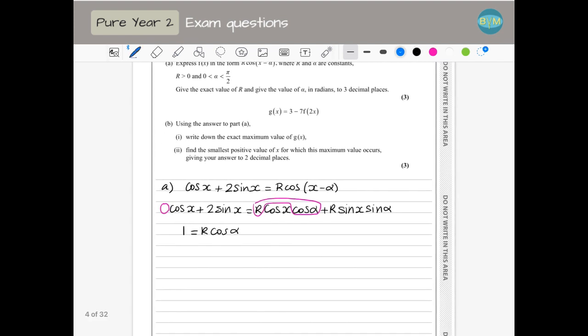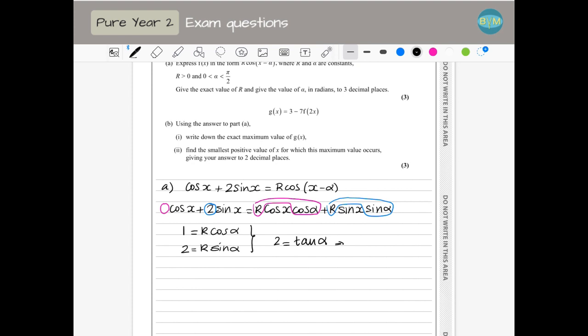And then we do the same with sine. The coefficient of sine x on the left is going to be equal to the coefficient of sine x on the right side. So 2 is going to be equal to R sine alpha. From these two simultaneous equations, we are going to find R and alpha. We find alpha first, dividing this equation by this one. So 2 divided by 1 is 2 on the left hand side. On the right hand side, R cancels and sine divided by cos is tan. So 2 is tan alpha.